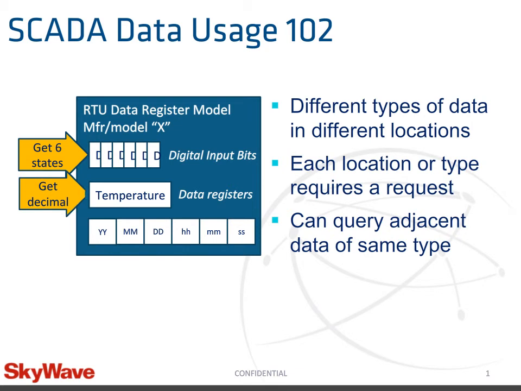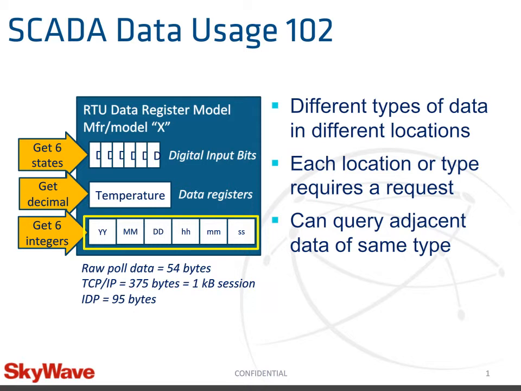Each location type or type of data requires an individual request, although those that are adjacent to each other can be grouped together for efficiency. Polling this example RTU then consists of 3 separate Modbus requests and 3 responses with total raw data requirements of 54 bytes.